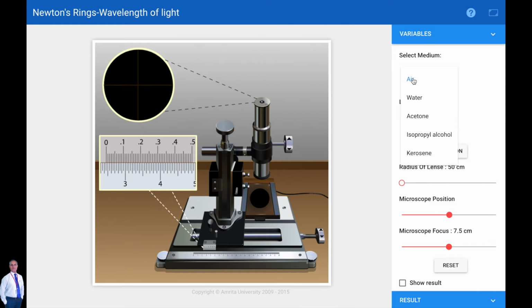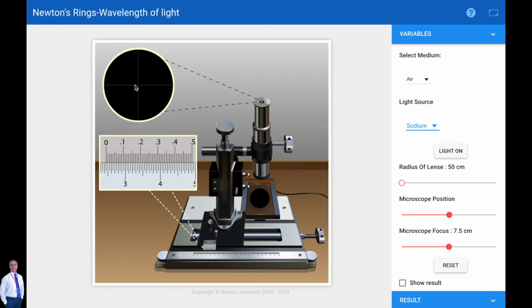Kerosene is also there, but we will perform this experiment in air medium. What is the light source? You again have some options: sodium light, neon, green light, red light. So we will select sodium light. Here is the initial position of the apparatus.